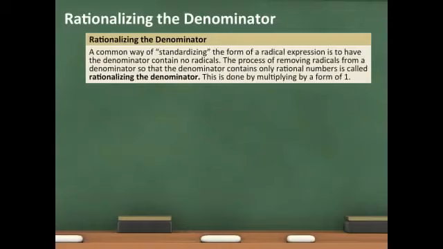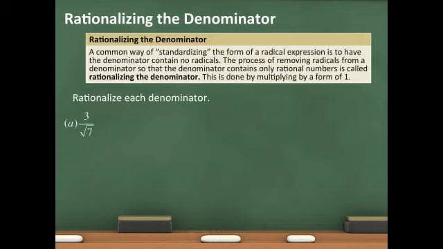A common way of standardizing the form of a radical expression is to have the denominator contain no radicals. The process of removing radicals from a denominator so that the denominator contains only rational numbers is called rationalizing the denominator. This is done by multiplying by a form of 1. Let's look at some examples to better understand how this works.